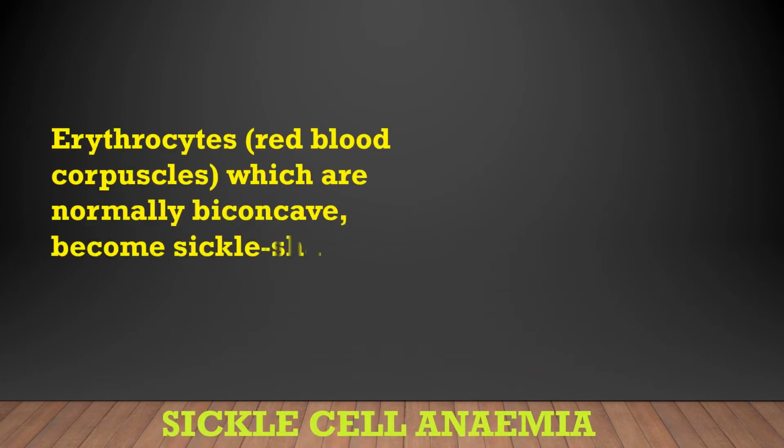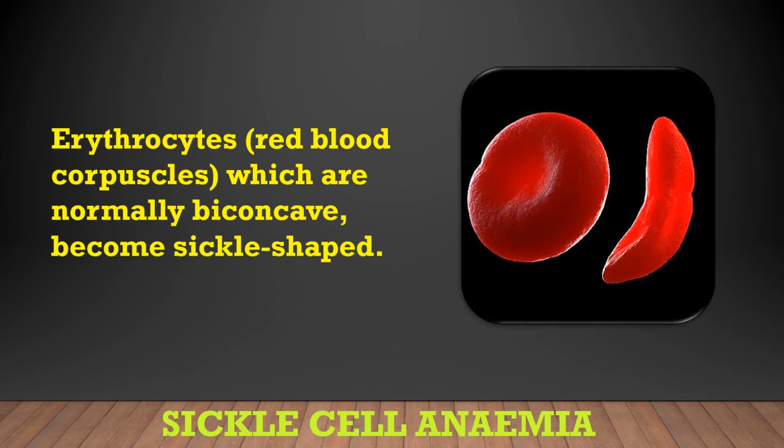Erythrocytes or red blood corpuscles, which are normally biconcave, round, having a little dent in the middle, now become sickle shaped. When they are sickle shaped like this, then we say that the person has sickle cell anemia.